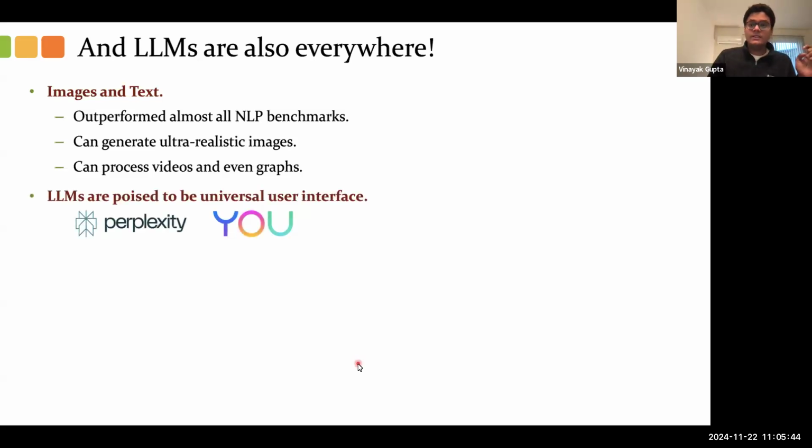So one can very easily say that language models are poised to be the universal user interface. So if anyone has to interact with data, his own data or any private data, he'll probably interact with a large language model. So there will be an interface where you ask your queries, and the LLM will process the data or interact with it and give you the output. And we are seeing right now itself, because everyone almost uses Perplexity or U.com, both of which are backed by a large language model. So you pass the queries to a Perplexity model and it gives you the results.